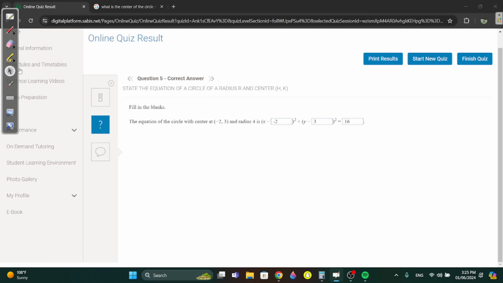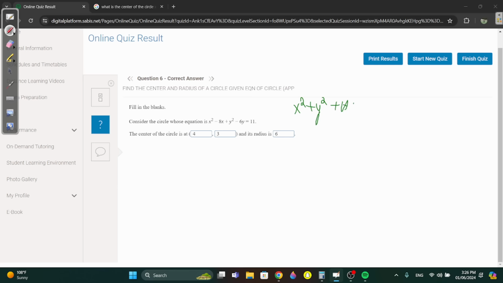Question 6. Consider the circle whose equation is x squared minus 8x plus y squared minus 6y equals 11. See, here it's a bit different, right? You can take 11 to this side and you can solve, because they didn't give it to us in canonical form. They gave it to us with everything expanded, like this. They gave it as x squared plus y squared plus ax plus by, but they put equal c.